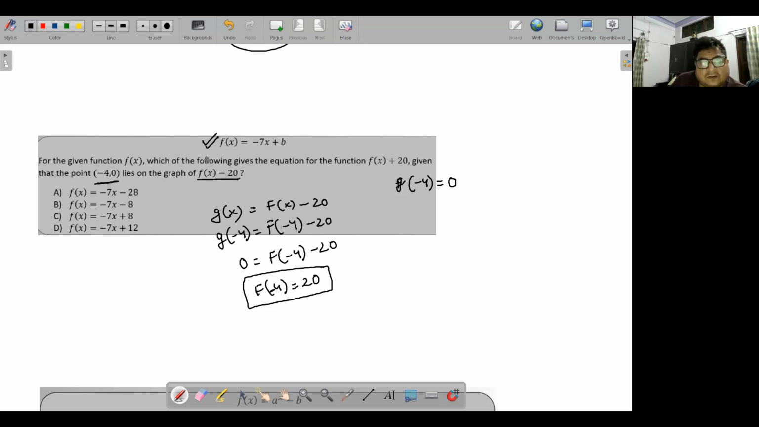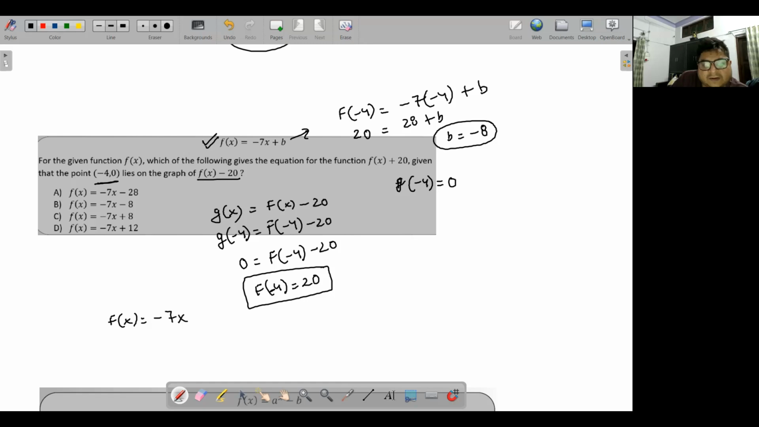Now, for the given function f of x, if I calculate f of minus 4 again, it is minus 7 times minus 4 plus b. f of minus 4 is what? 20, we already found it. Minus 7 into minus 4 is 28, plus b. Now if we subtract 28 on both sides, we get b is equal to minus 8. That means our function f of x is minus 7x minus 8. And what they are asking about is all the things remain the same, only you need to add plus 20 here. So minus 7x plus 12. Option D is correct.